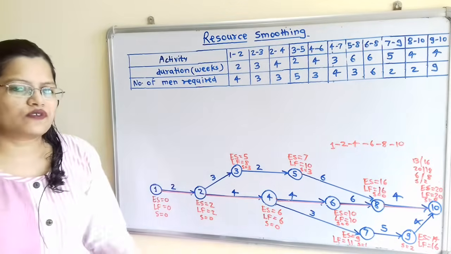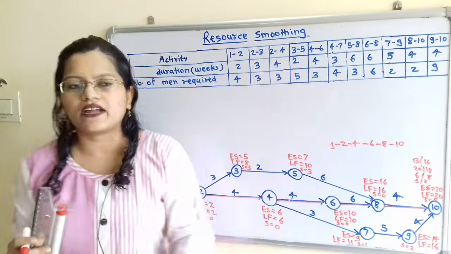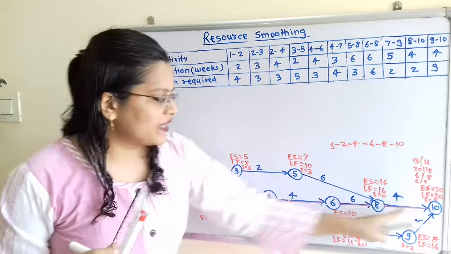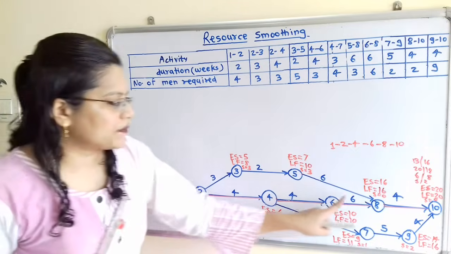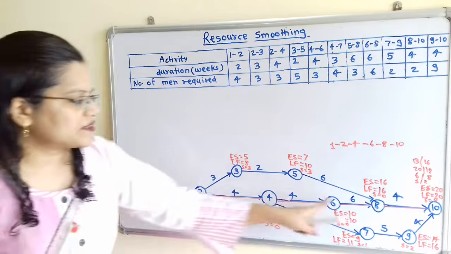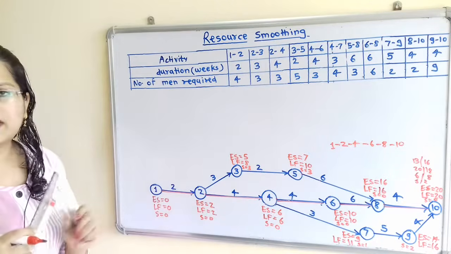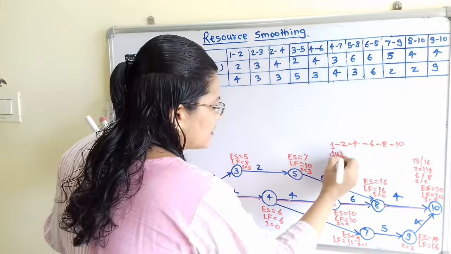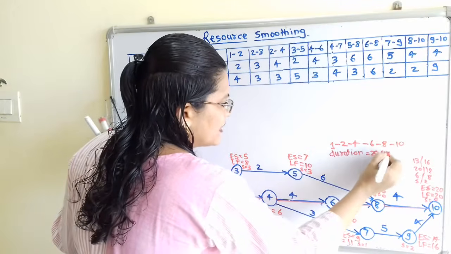Now to find out the duration for the completion of the project, we have to find out the duration for the critical path. So we will add this duration, 2 plus 4 plus 4 plus 6 plus 4. So 6 plus 4, 10, 14, 18 and 20. So we can say that the duration for the completion of the project is equal to 20 weeks.